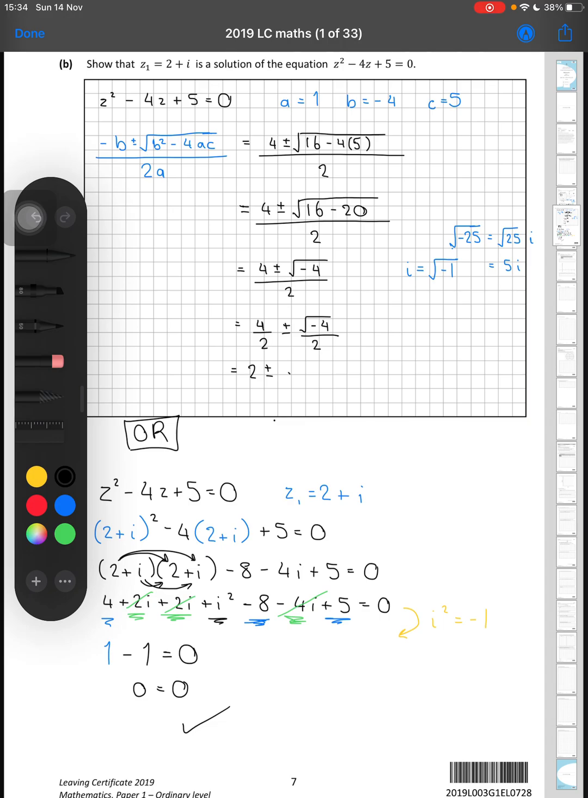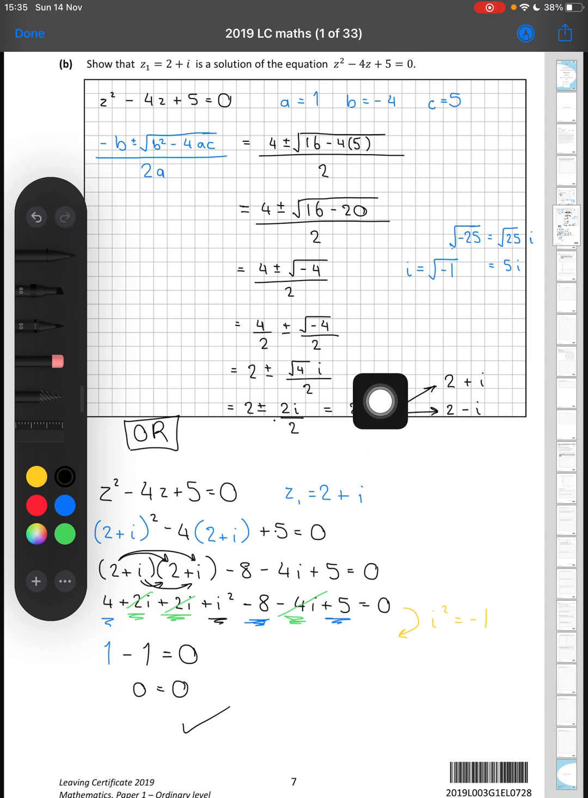So I'm going to have 4 divided by 2 is 2, and then I have plus or minus, and then I have the square root of, I'm going to change minus 4 to just being a 4, and I'll take out the i. Okay, so that's the minus gone, because I have an i there, and then I have over 2. So I'll have 2 plus or minus, the square root of 4 is 2, so I have 2i over 2, so that's going to give me 2 plus or minus 2i divided by 2 is just i. So I have 2 solutions to this here. I have the one that's 2 plus i and the one that's 2 minus i.